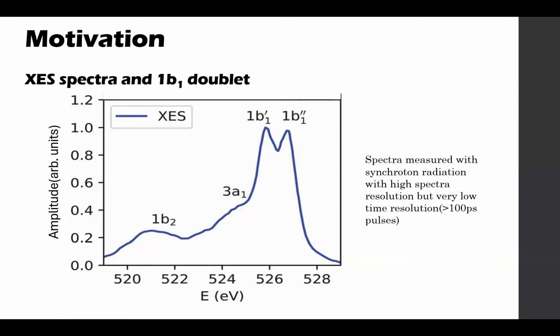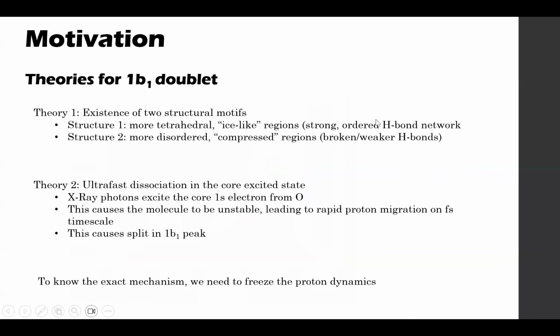And why is it important? It will be clear later, that the XES spectra is generally measured using synchrotron radiation, which has a very good energy resolution, but it has very low time resolution, of the order of greater than 100 picoseconds. So this will be important later, because it will tell us why attosecond was important.